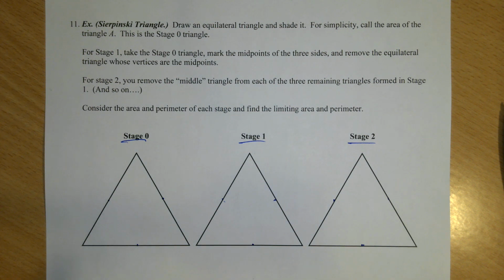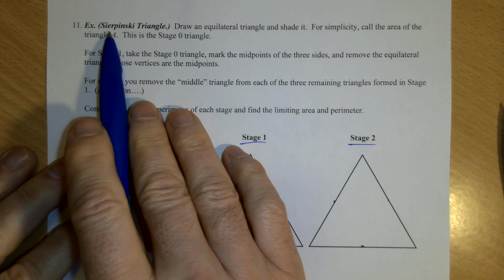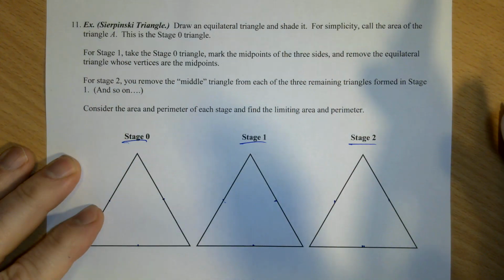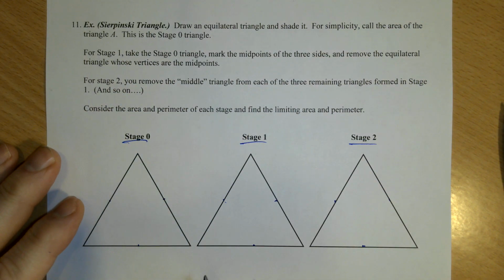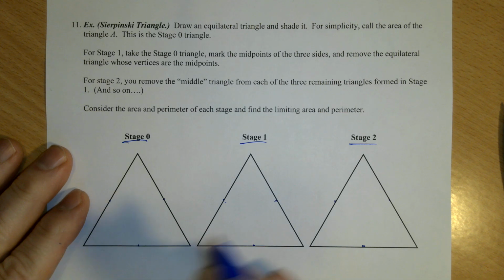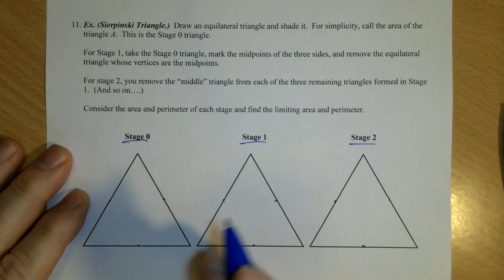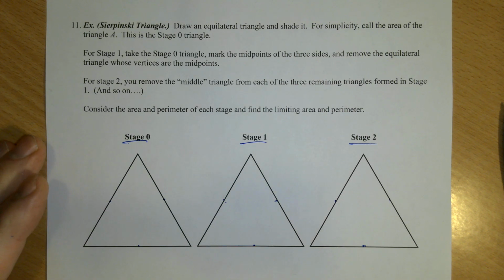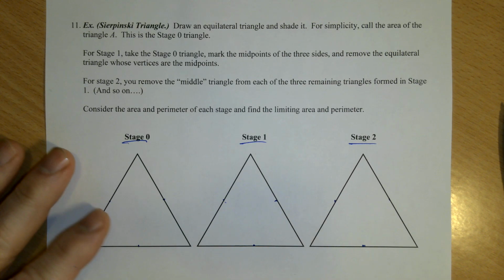For our final example for the section, and actually for all of chapter 4, we have one example left, and we're going to look at the Sierpinski triangle. It's a sequence of triangles, and we are going to find the areas of each stage and the perimeters of each stage. I'll describe what we mean in just a second.